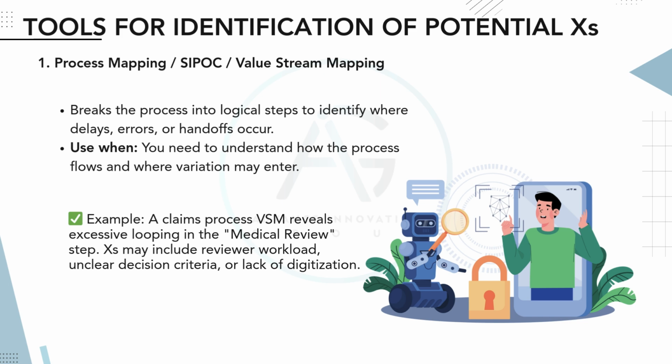We use these tools when we want to understand the process flow and find out where variation or problems might enter. For example, in a claims process, a value stream map showed excessive looping during the medical review step. Possible causes include reviewer workload, unclear decision criteria, or lack of digitization slowing the process.